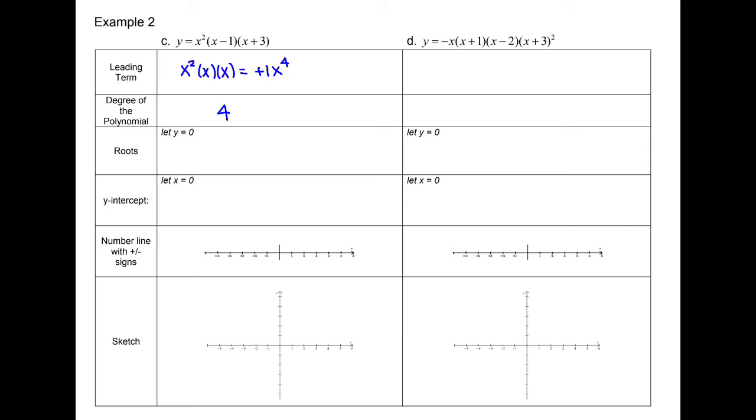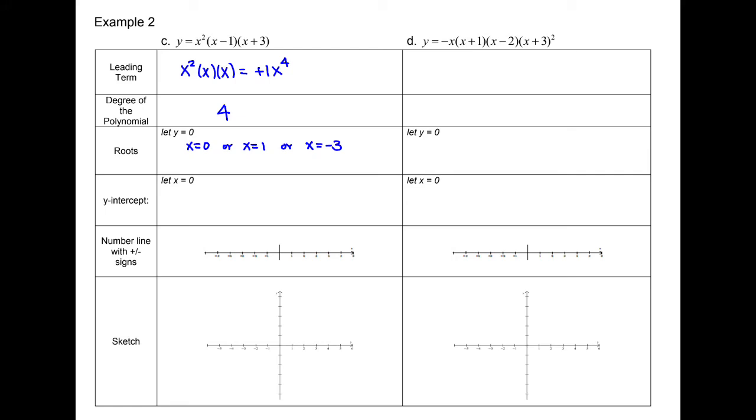Then we let y equal to 0 to find the roots. So when x squared equals 0, x could be 0. Or when x minus 1 equals 0, x could be 1. Or when x plus 3 equals 0, x could be negative 3.